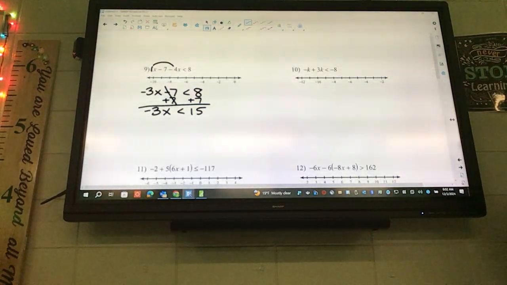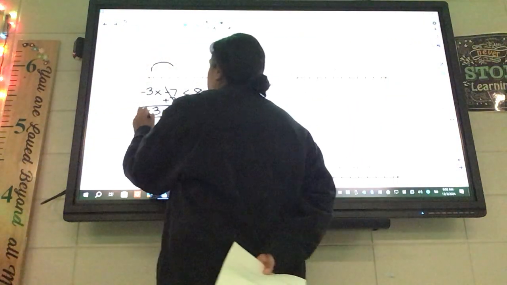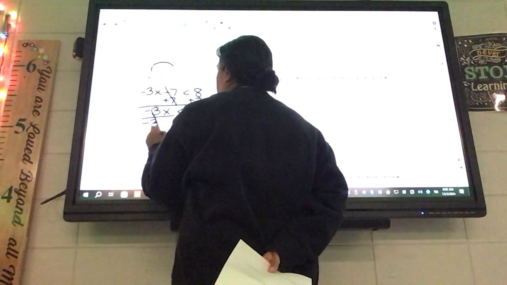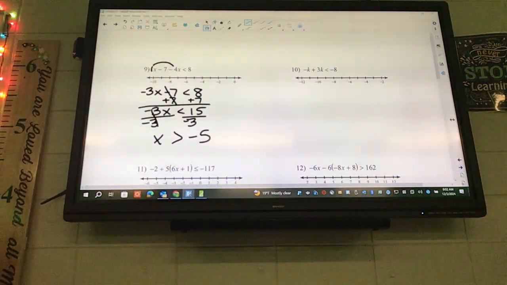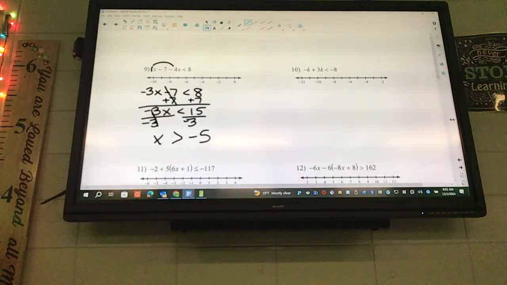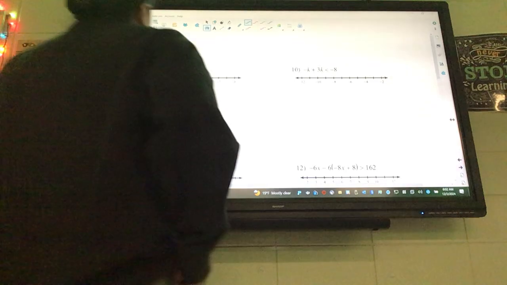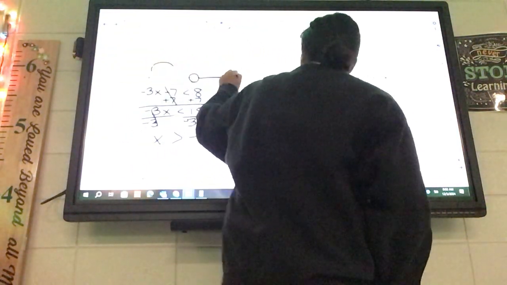Then what? Divide by -3. Do we need to flip our sign? Yes. Okay, on the -5, is that gonna be open or closed? Open, to the right.